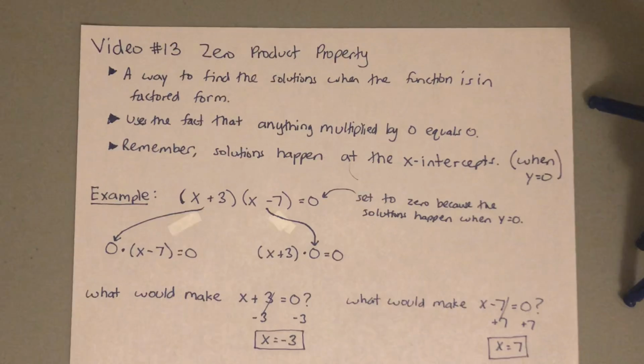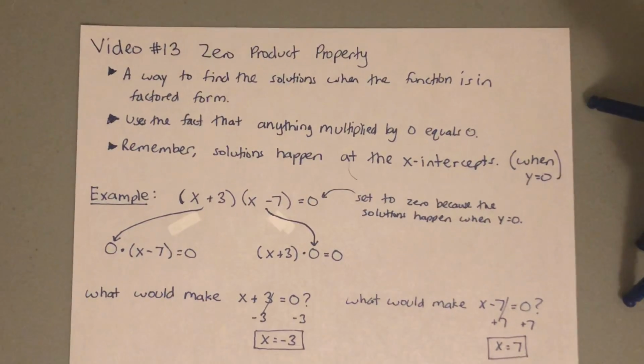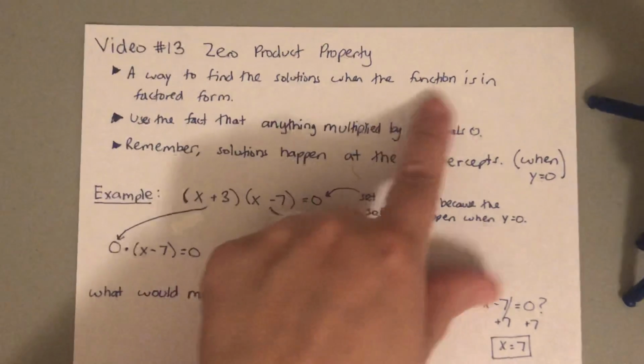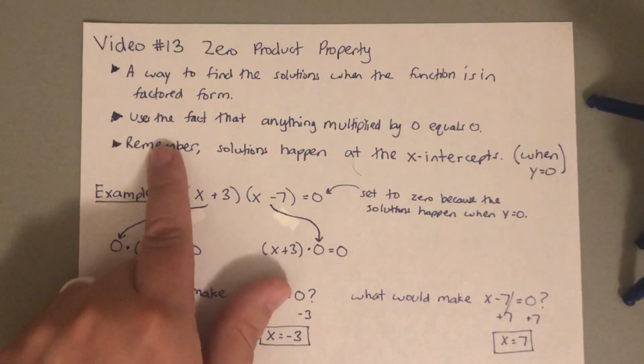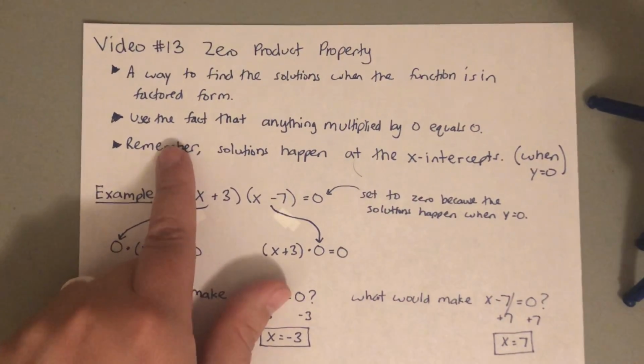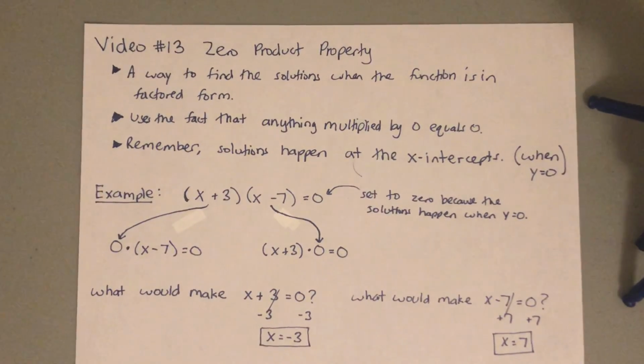So the first way that we're going to talk about is the zero product property. And this way works really well if the function is in factored form. So in order to use the zero product property, you need to make sure that the function is in factored form. This property uses the fact that anything multiplied by 0 equals 0.